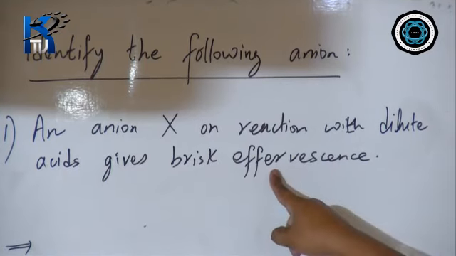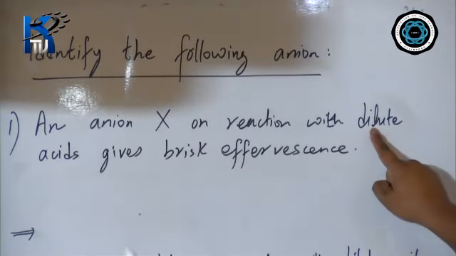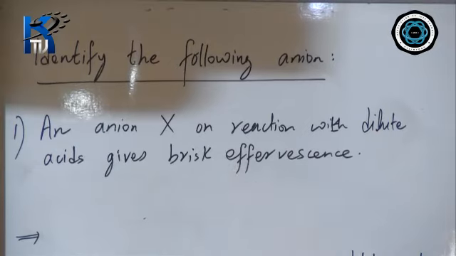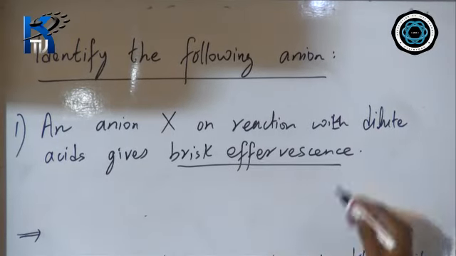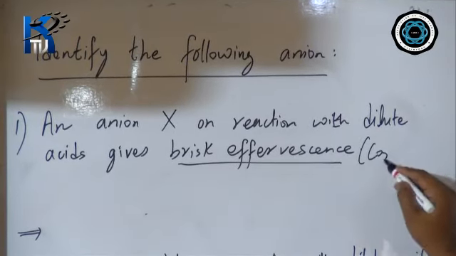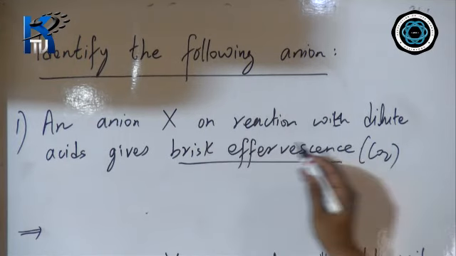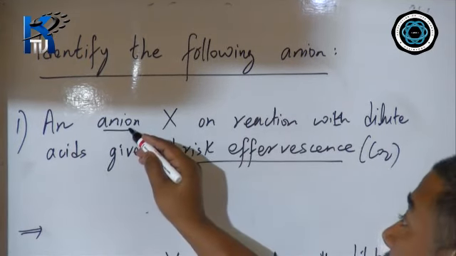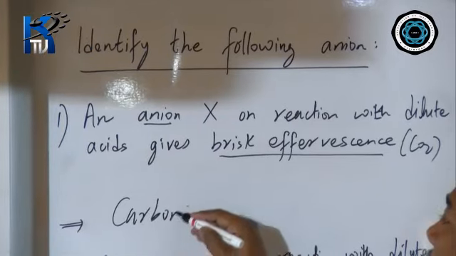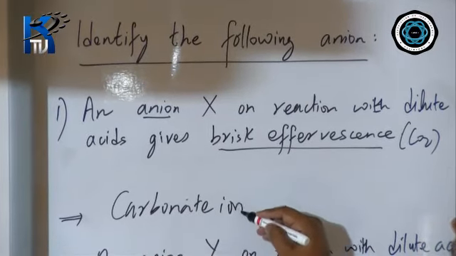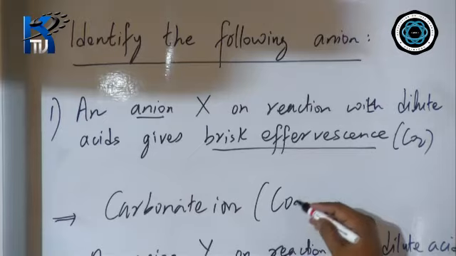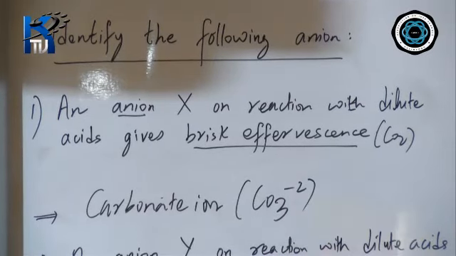That means where you have heard about this in the properties of acid. So acid is reacting to give you brisk effervescence, and this brisk effervescence is of what? Carbon dioxide, and carbon dioxide is produced from carbonate. So the anion present out here is what? Carbonate ion, formula CO3 minus 2, the valency.